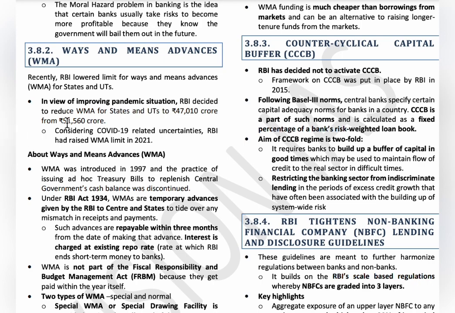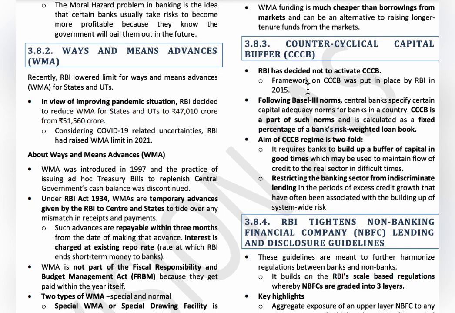So the next topic is countercyclical capital buffer. When banks are earning more profits, then some percentage of money should be kept as a buffer so that it will be used during difficult times. So it is called countercyclical capital buffers. It was a part of the Basel III norms, and RBI made its framework in 2015.